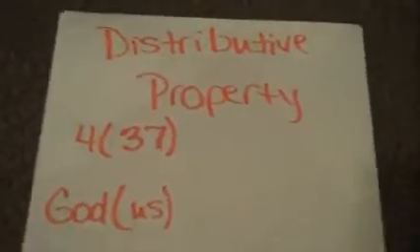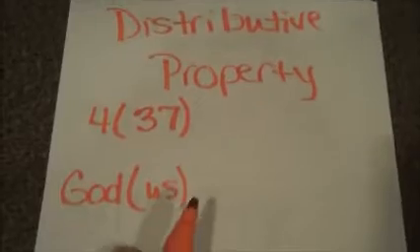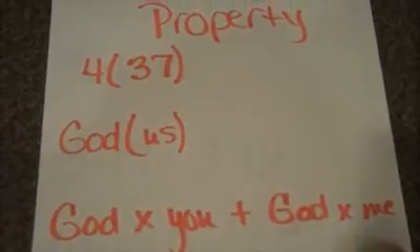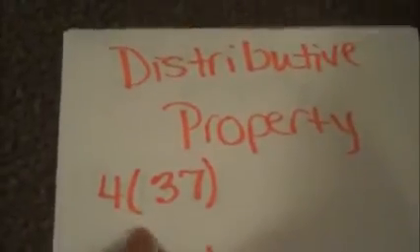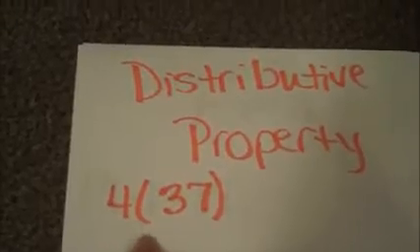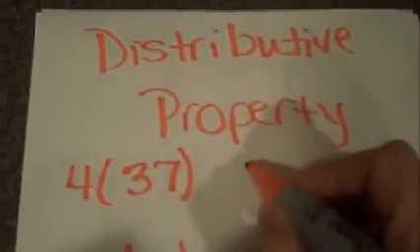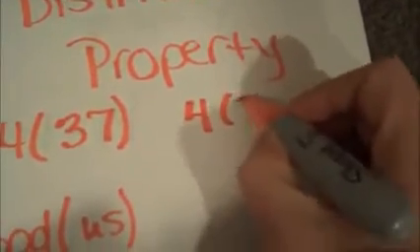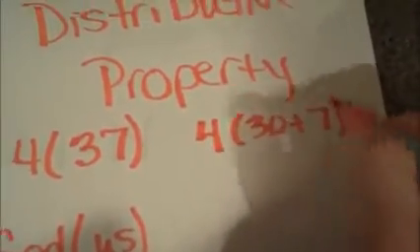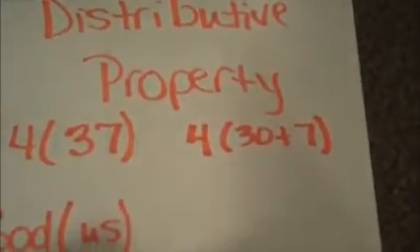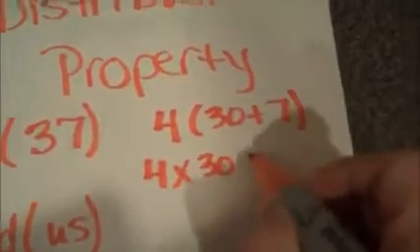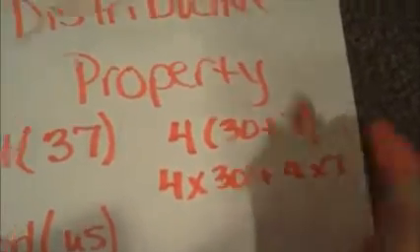The distributive property is the property that we think about God loving us. God loves you and God loves me. In math, it works like this. 4 times 37, or 4 loves 37. We can rewrite that as 4 loves 30 and 7. To distribute it, to use the distributive property, means to write 4 times 30 plus 4 times 7.